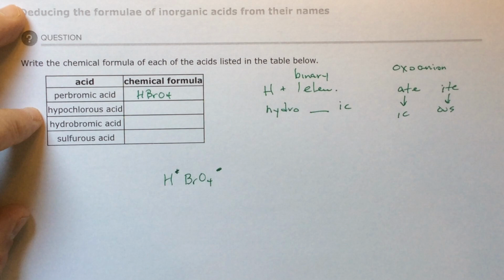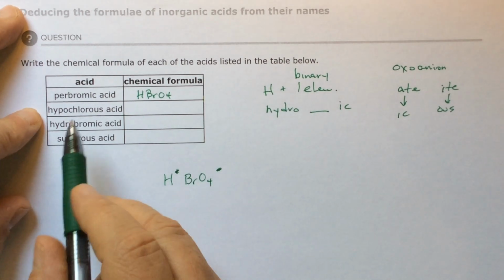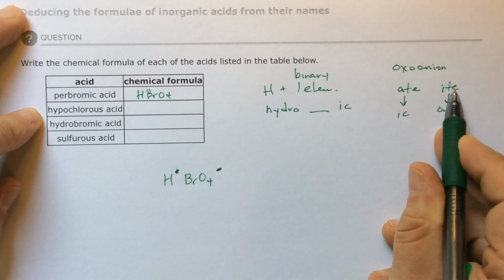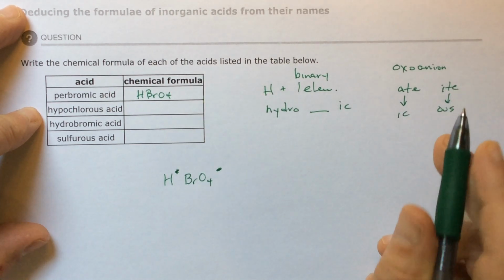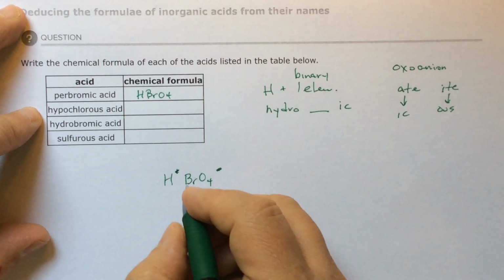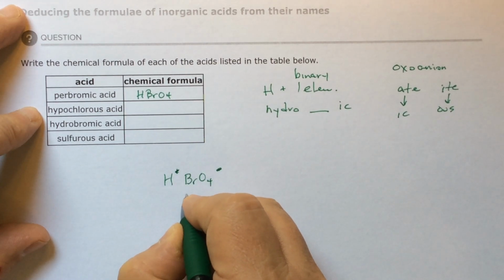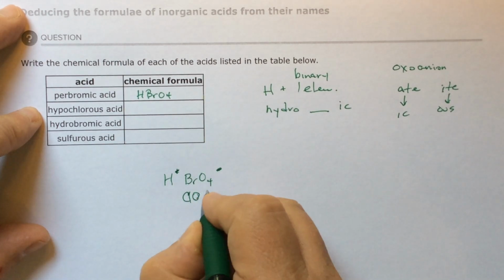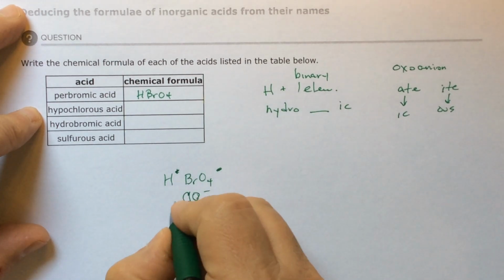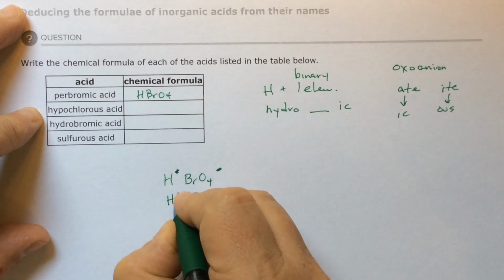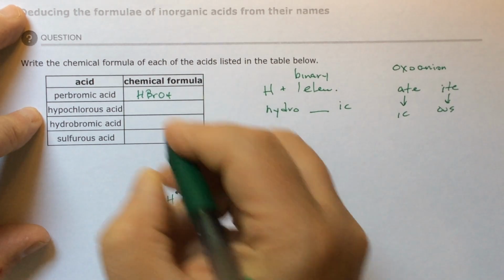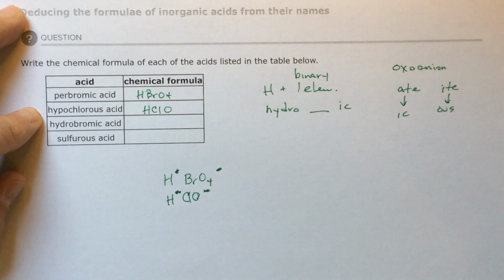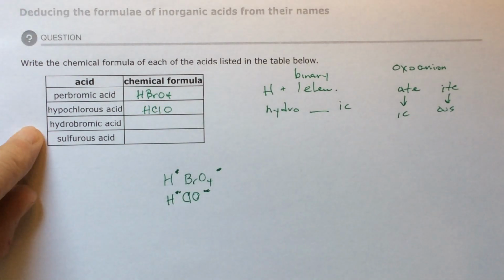Okay, so the next one, hypochlorous acid. Ous goes from ite, so I need hypochlorite. Hypochlorite, remember, is the very bottom one, so this is going to be ClO with a -1 charge, and then I want a hydrogen in front. So the charges go away, and this is going to be HClO.